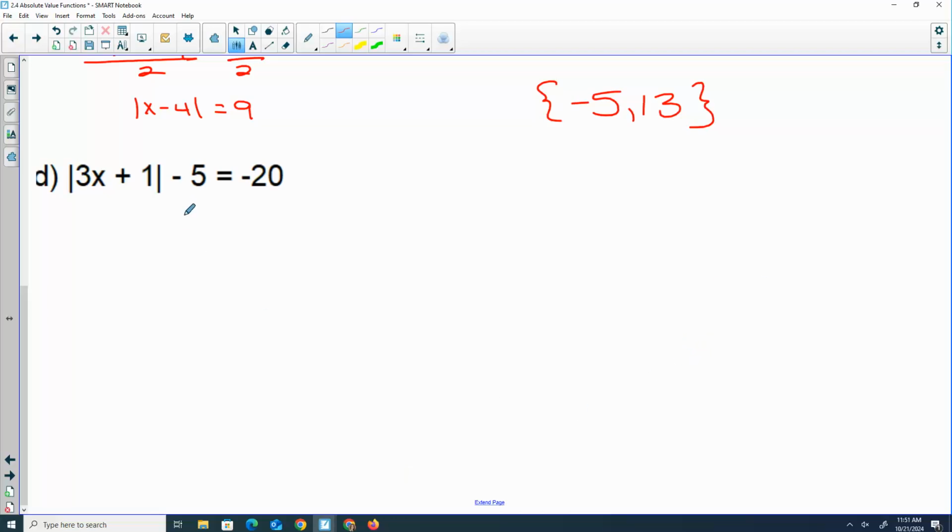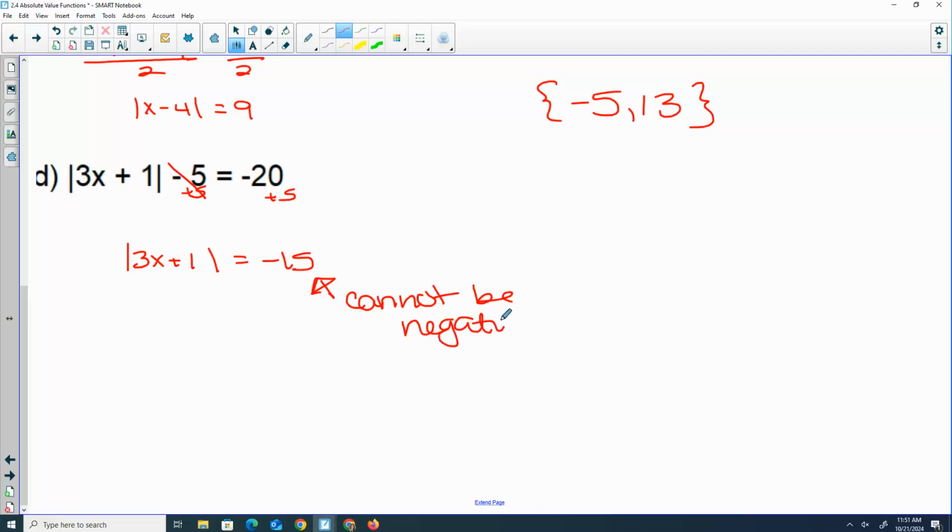What's the first step? I get the absolute value of 3x plus 1 equals negative 15. Does anybody see a problem with that? It's negative. We said the absolute value is always positive. Can it equal a negative? No. So I don't even have to work it out. What's my answer going to be? No solution.